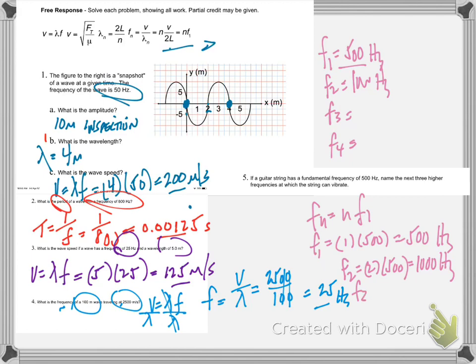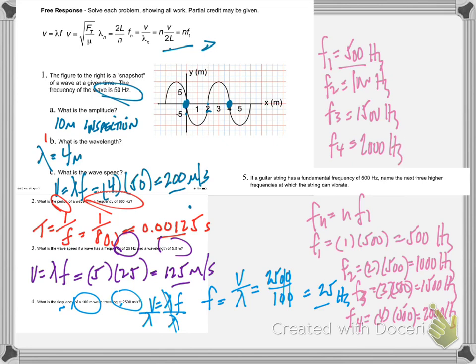The third is 3 times 500, which is 1,500 hertz. And this is the third one. And the fourth one is 4 times 500, which equals 2,000 hertz. So they're saying name the next 3 higher. So to do that, we want to say these are the next 3 higher ones.